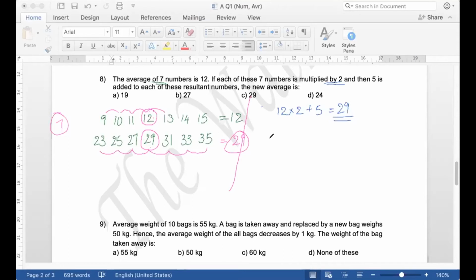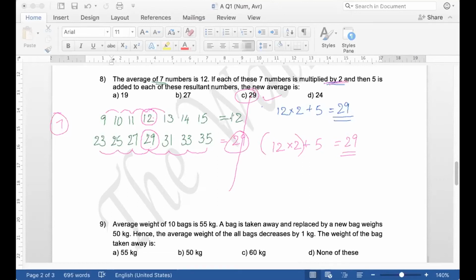What you can do is, given the average, it is 12. And it must be multiplied by what? 2. It's multiplied by 2, and then 5 is added. So what do you get? 29. 29 is the answer. That's it. Yes, 29. So next question, question number 9.